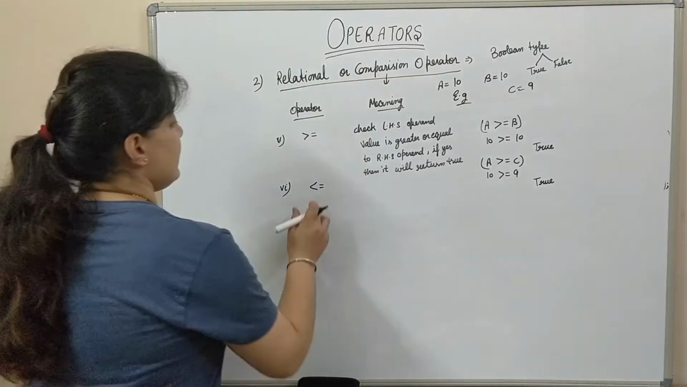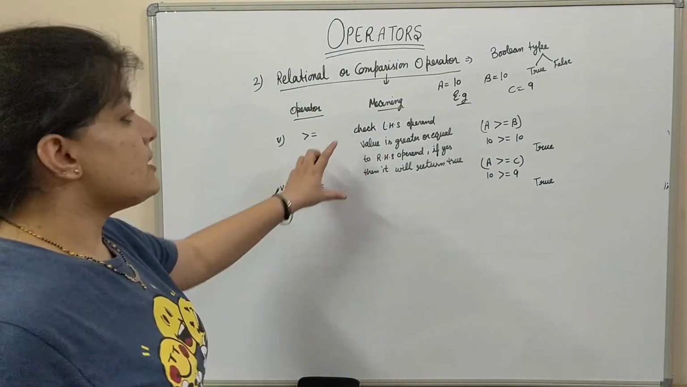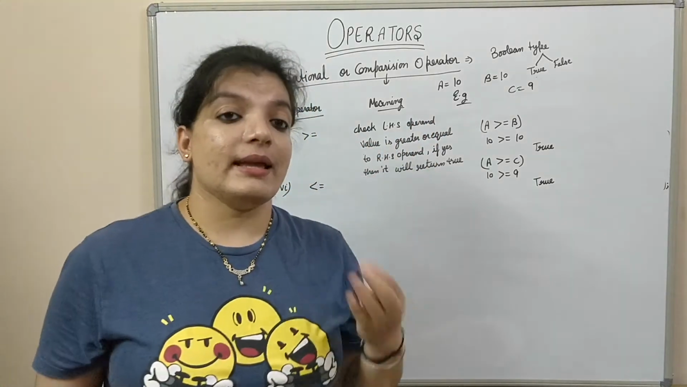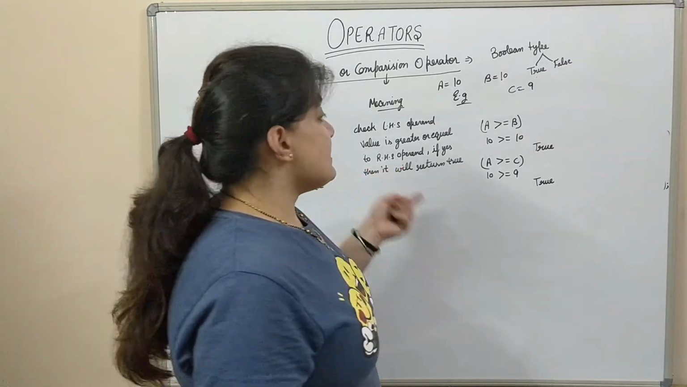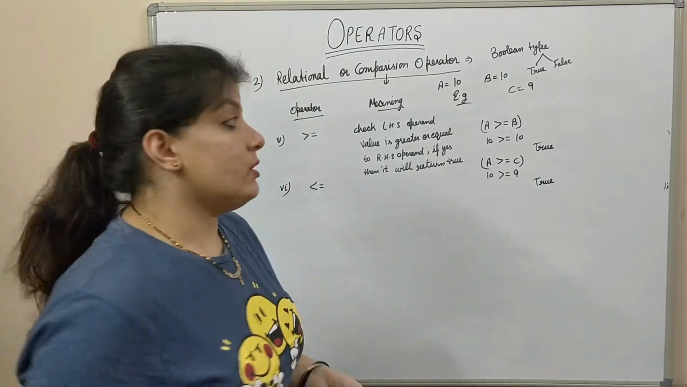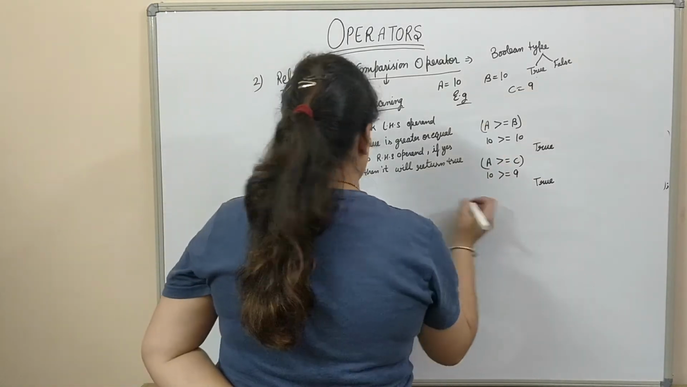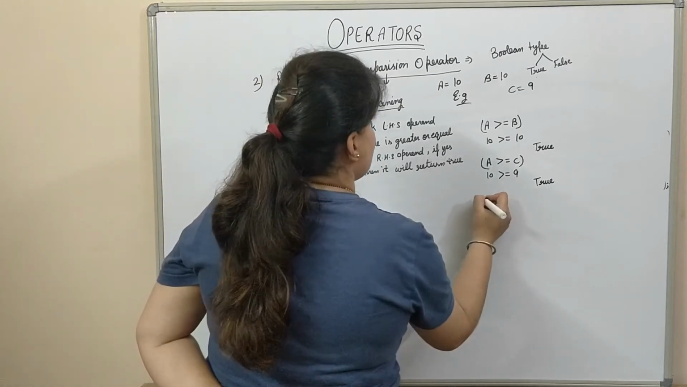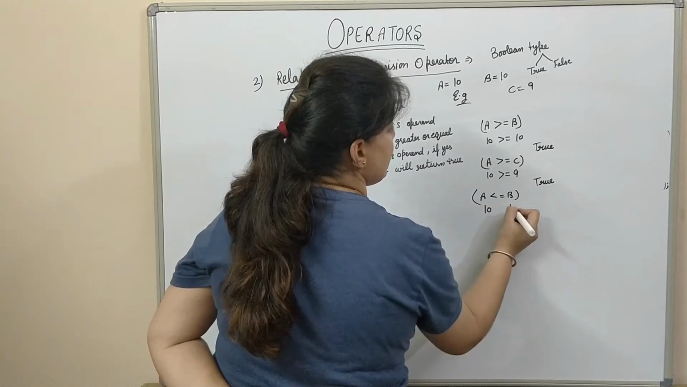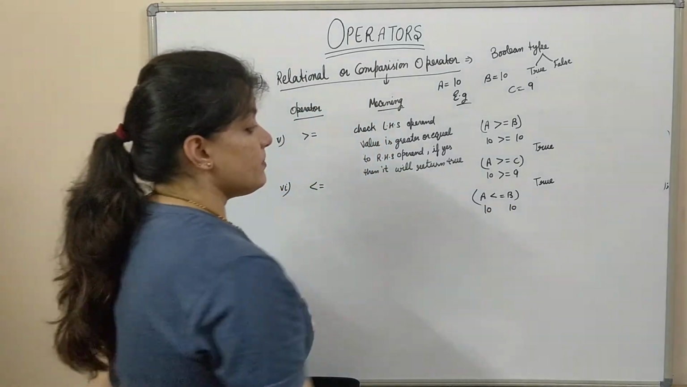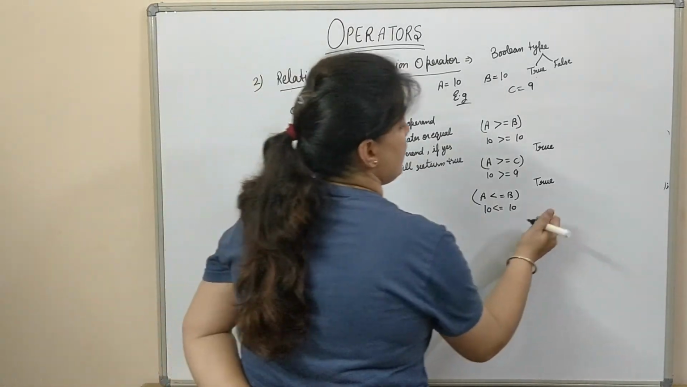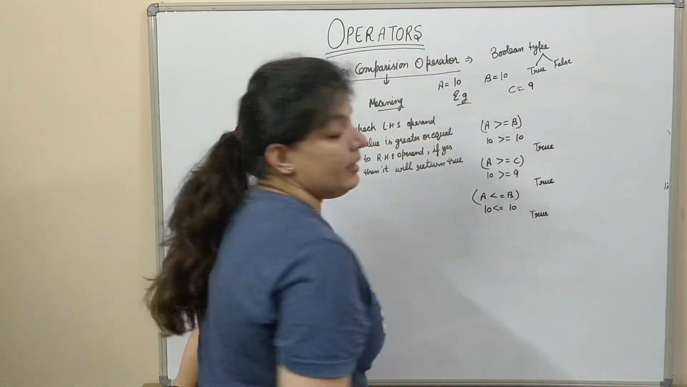Okay. Now the next is less than or equal to. Same like that, it is used to check whether the left hand side operand value is less than or equal to the right hand side operand. If yes, then it will return true. Otherwise it will return false. Now see the same values. In this case I am writing A is less than or equal to B. This value is 10, this value is 10. So 10 is less than 10? No. But 10 is equal to 10. So the output will be true.